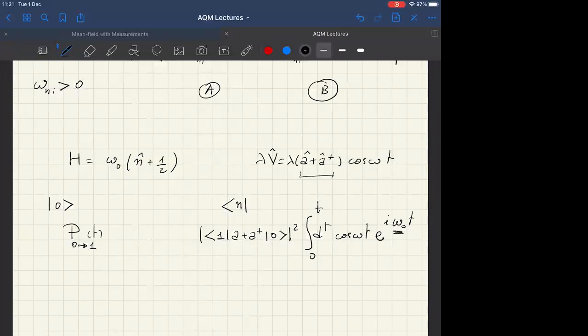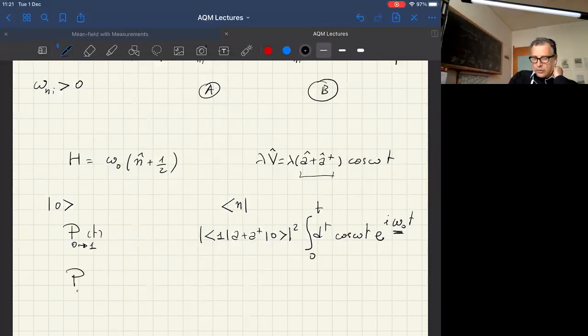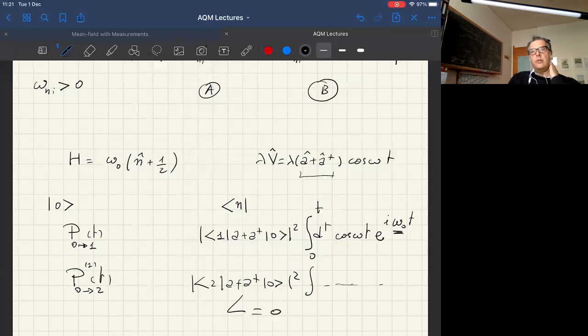So for instance, if with the same perturbation I ask you what is the transition to go from 0 to 2 in first order, then you would have to compute 2 a plus a dagger 0 times the integral, but this is 0. So in first order perturbation theory, the only allowed transitions are between 0 and 1 and not between 0 and 2.